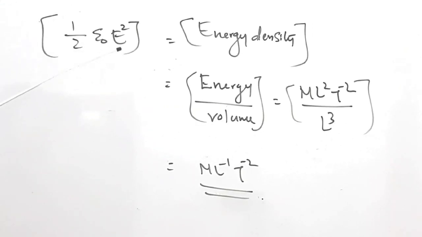Half epsilon 0 E square is nothing but energy density that we have learned in 12th class, and the topic is associated with energy density of a capacitor. That is, energy density is nothing but energy per volume. Now the dimension of energy is ML square T raised to minus 2 divided by volume, which is L cube. So we get ML raised to minus 1 T raised to minus 2. That is the dimensional formula of half epsilon 0 E square.